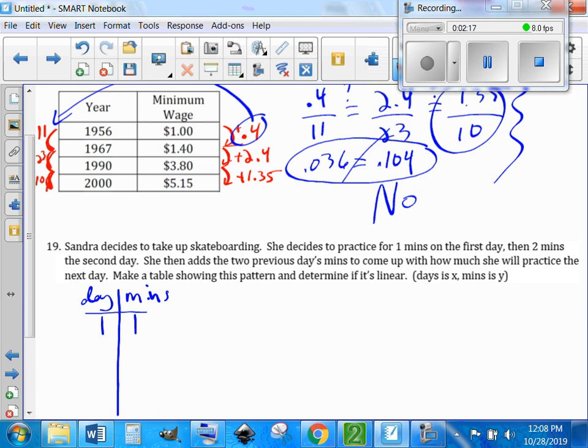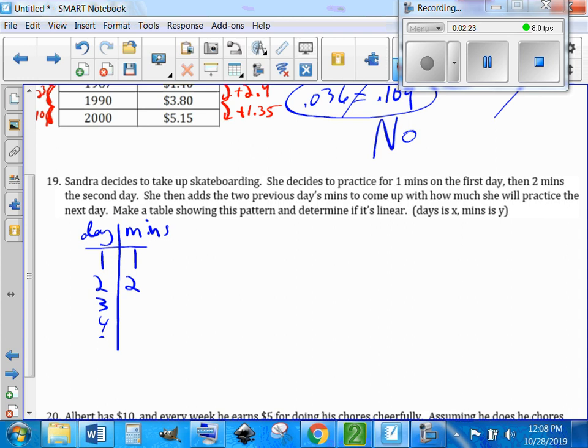So first day, she said 1 minute. Second day, 2 minutes. And so now for all the next days, 3, 4, 5, that should be enough. We're just going to add the previous 2 together. So 1 plus 2 is 3. And then 2 plus 3 is 5. Then 3 plus 5 is 8. So we're just adding the previous 2 days' minutes to create the next day.